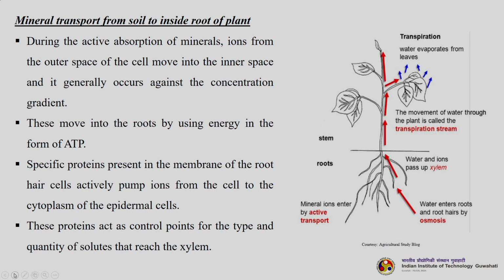Now, these move into the roots by using energy in the form of ATP. Specific proteins present in the membrane of the root hair cells actively pump ions from the cell to the cytoplasm of the epidermal cells. Now, these proteins act as control points for the type and quantity of the solutes that reach the xylem. So, you can see the mineral ions enter by active transport. Okay, water enters the roots and root hair by osmosis. Water and ions pass up through xylem and then transpiration and all these things happen.